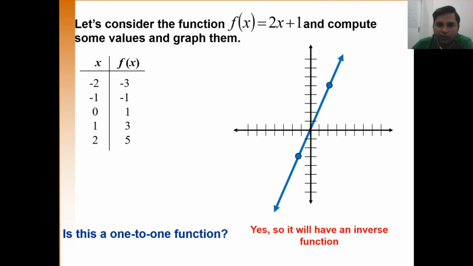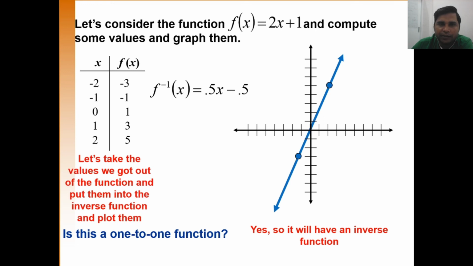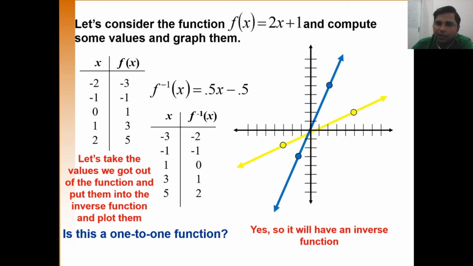Is this function one to one? Yes, it is one to one. And its inverse is defined, just 0.5x minus 0.5. We have plotted that function as well, and as you can see, if you draw the line y is equal to x, they are mirror images of each other along the line y is equal to x.